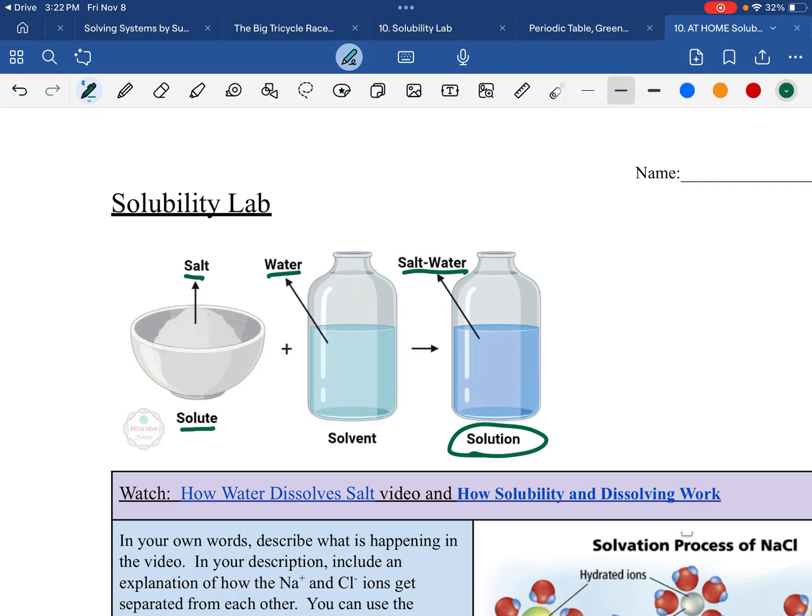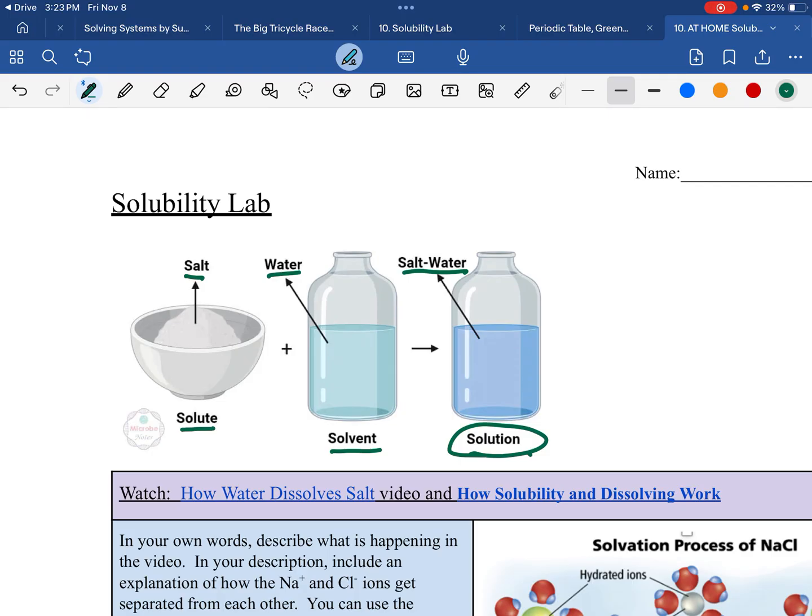The science name for the substance that dissolves is called the solute. The substance that's doing the dissolving is the solvent. Water is often the solvent. We dissolve a lot of things in water. And so when you mix a solute and a solvent together, you have a solution. So we might have a sugar solution, right? We could dissolve sugar in water.